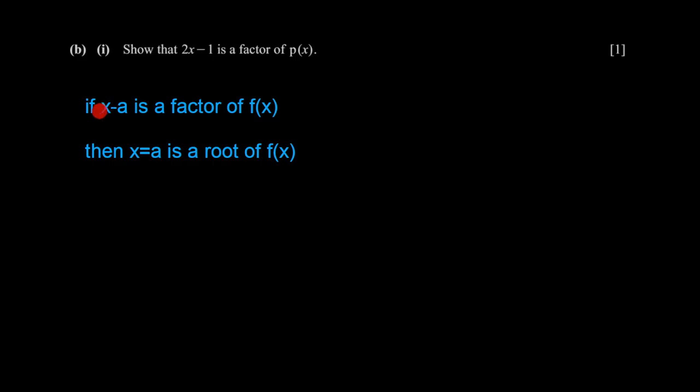If x minus a is a factor of a polynomial, then x equals a is a root, right? So if x minus 5 is a factor, 5 is a root. If x minus 12 is a factor, then 12 is a root. If x plus 8 is a factor, then minus 8 is a root. Because if you think about it, it's x minus minus 8. It's the same thing as x plus 8.